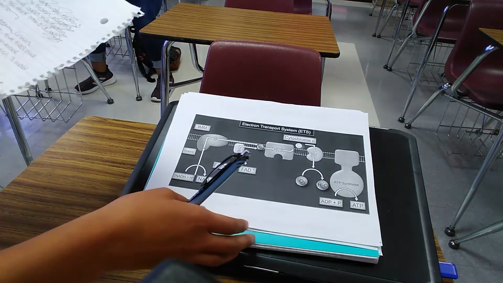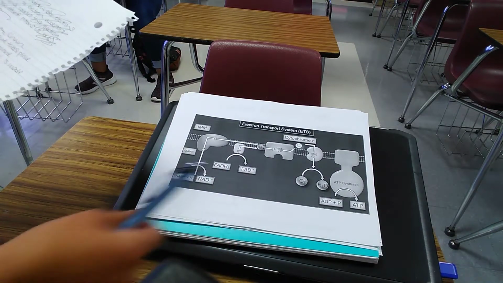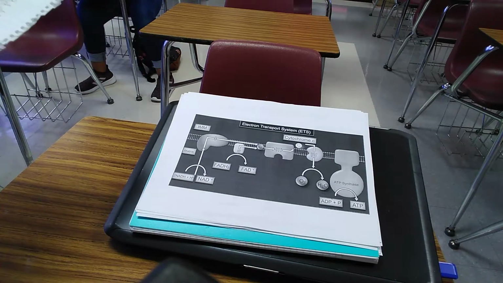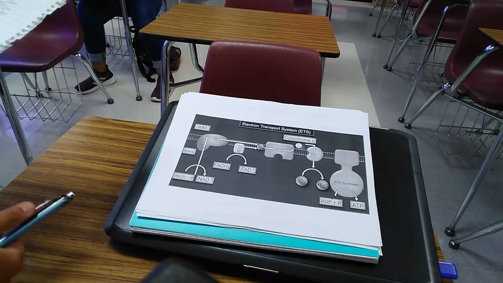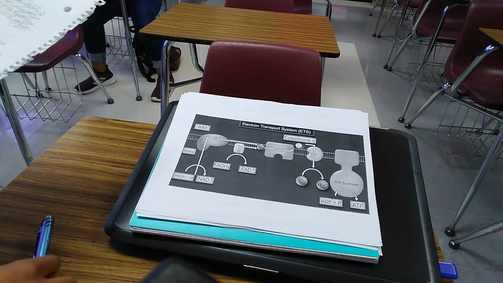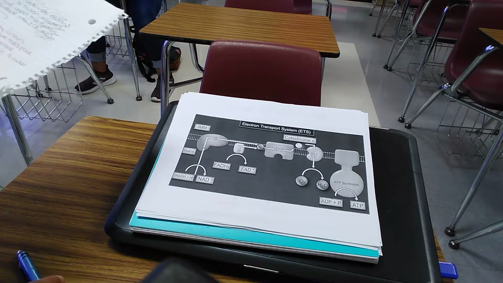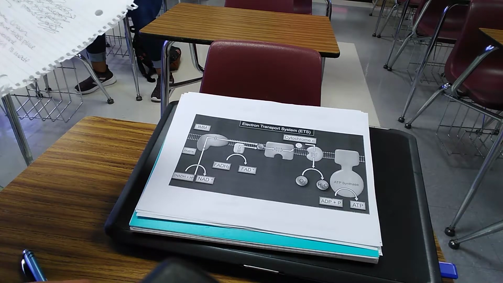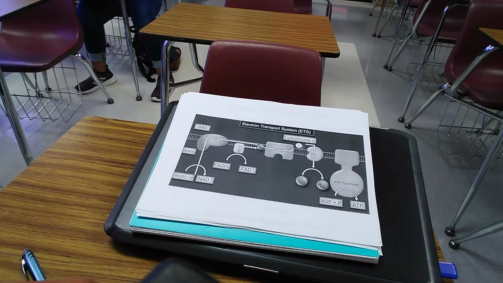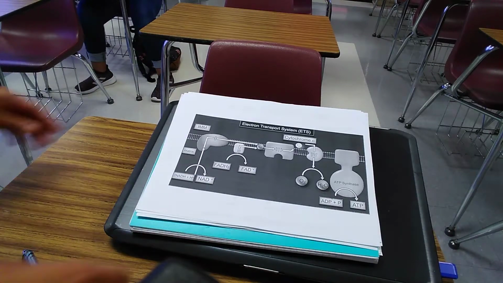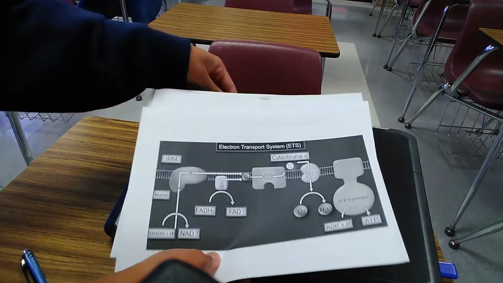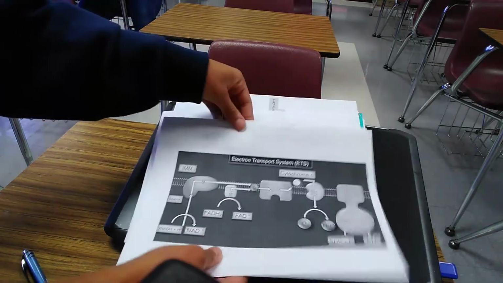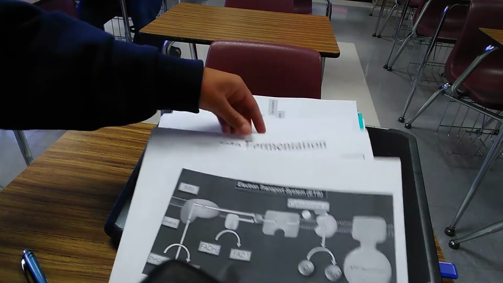ETS, also called the electron transport system, is the final step of cellular respiration, and it takes place in the inner mitochondrial membrane. This is the step where most of the energy is made. At the end, H2O and ATP are made. The ETS system creates the most amount of ATP throughout the entire system, as seen in this diagram over here.